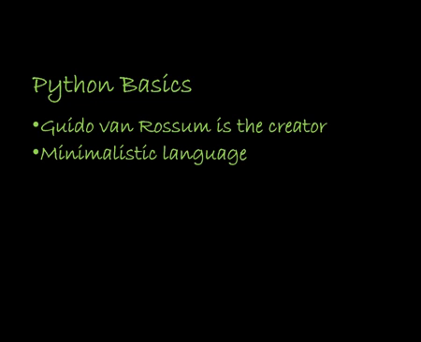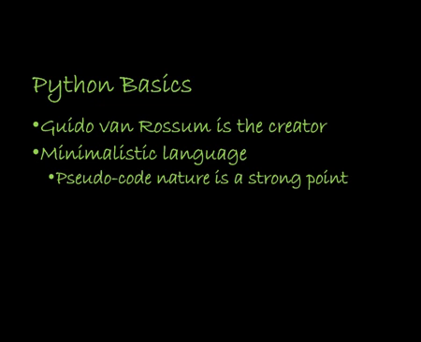It's a minimalistic language. That means that once you learn the reserved words and you know basic college algebra, there's not a whole lot more that you need to learn. And we'll go into that a little bit more in the next slide. Pseudocode, natural code really, is a strong point of it. A lot of what we do in Python is almost speaking to the computer. So we say things in English, and you'll see that when we get into our little exercise for today.